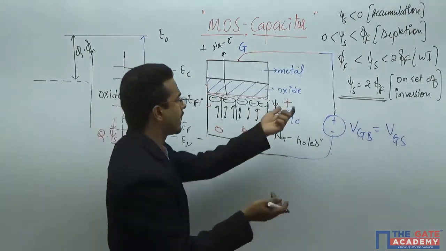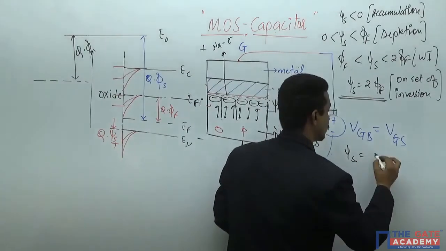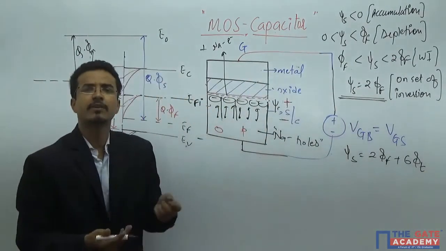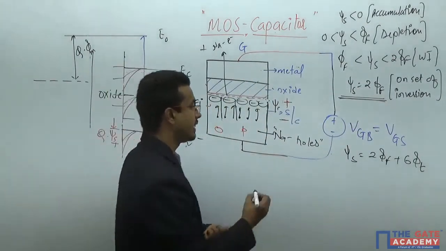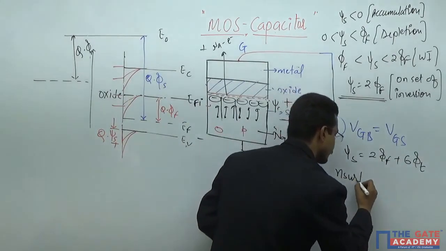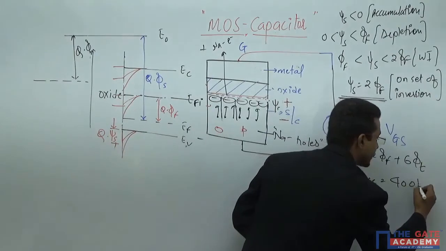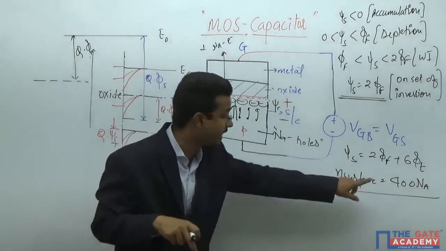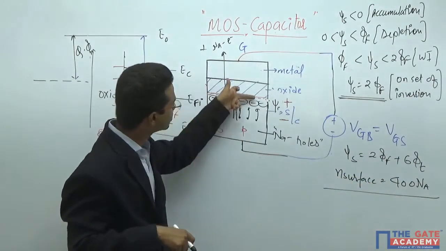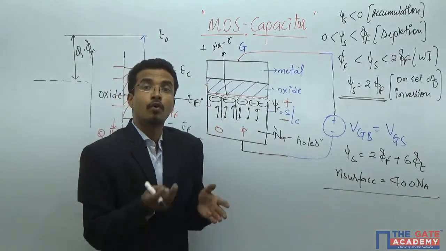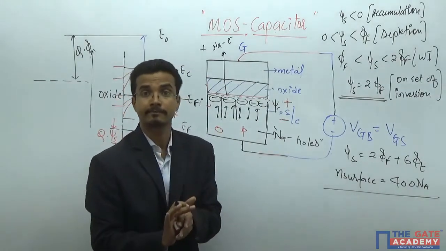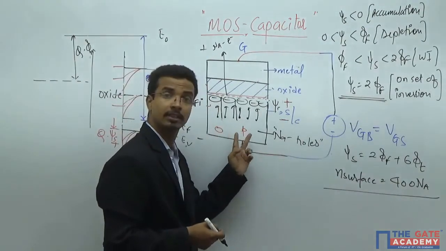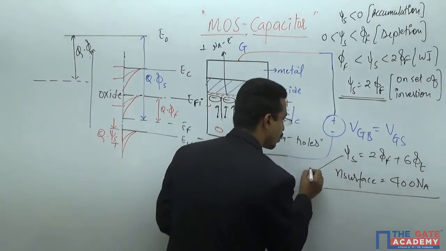And if you want to justify, you can take psi s equals 2 phi f plus 6 phi t. Phi t is nothing but Vt, the thermal equivalent voltage. And you will see at this point the n surface will become 400 times Na. Here the bulk has the hole concentration of Na, but at this side the electron concentration will be 400 times Na. That means here the electron concentration is much higher than the hole concentration at the bulk. That is the meaning of strong inversion.